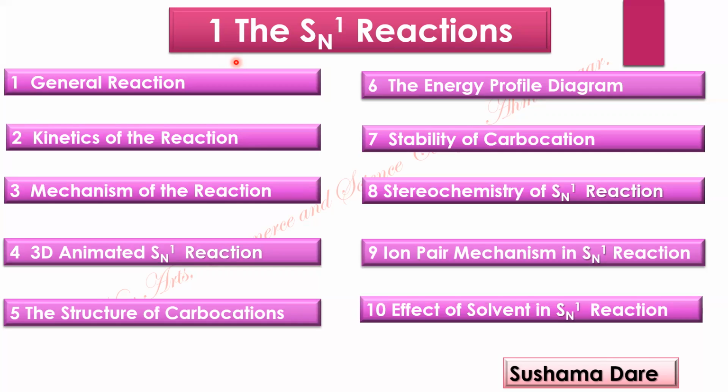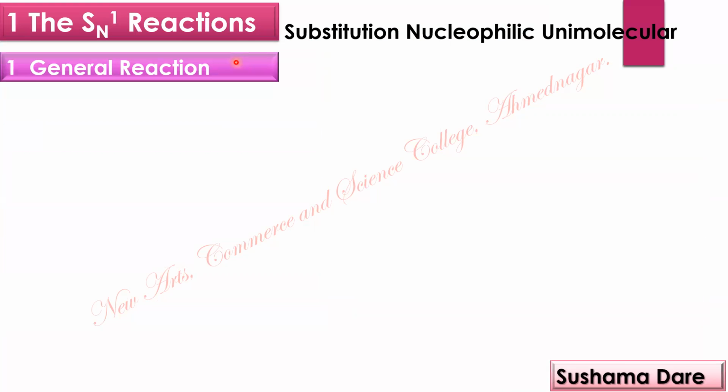In this video, I am going to discuss the first 5 points in part 1. So let us start the discussion of SN1 reaction with the general reaction. Now, what is the meaning of SN1? S stands for substitution, N stands for nucleophilic, and 1 stands for unimolecular.